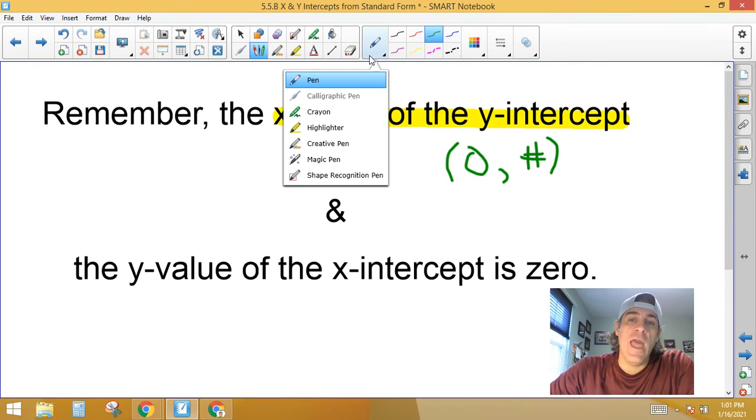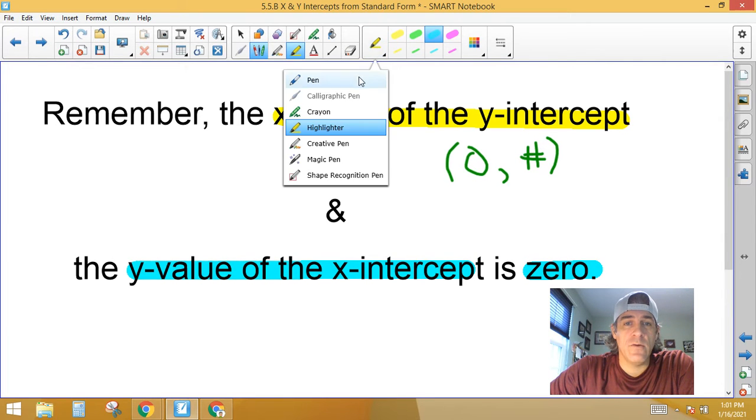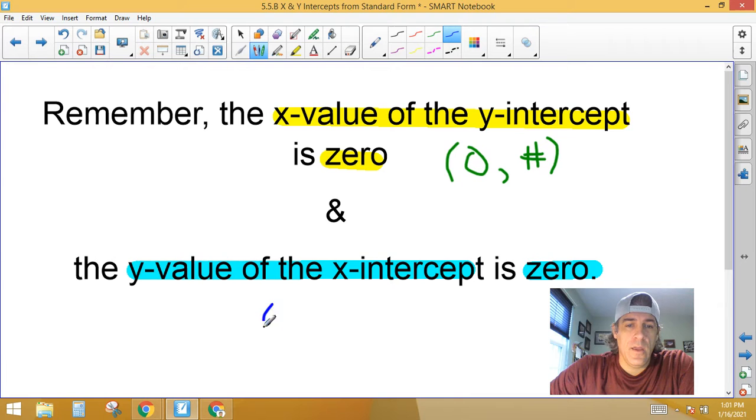And switching that around, the y value of the x-intercept is 0. So that would be your number first, and then 0. So your x-intercept and y-intercept look just like this.